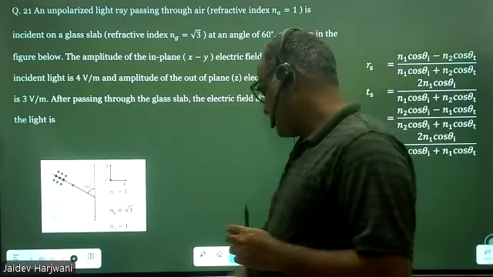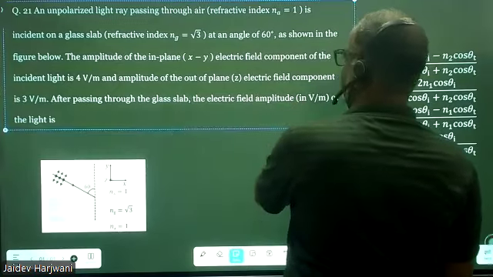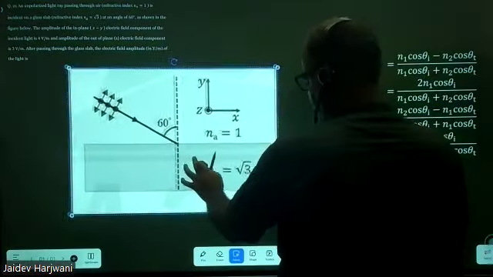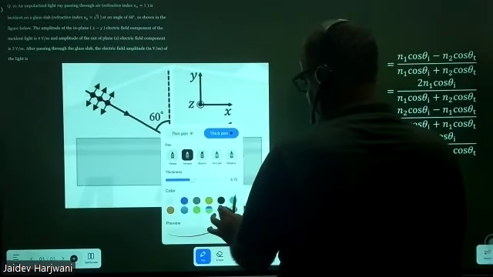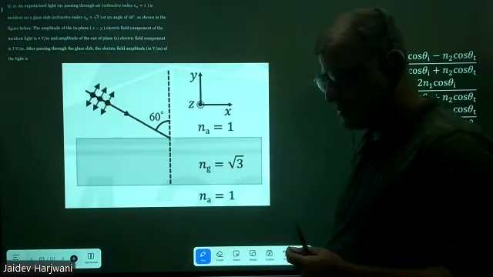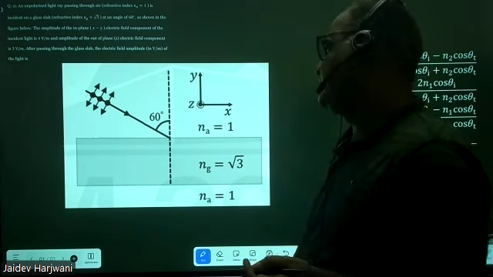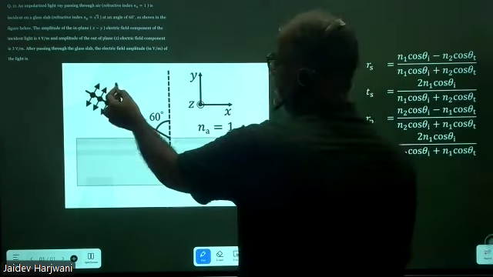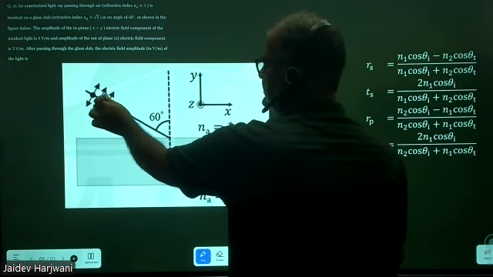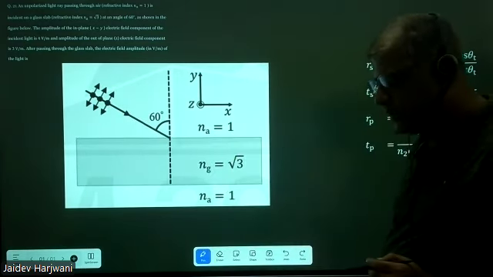So when light passes through the glass slab, we need to calculate the electric field. You see this figure. What are they saying? They're saying that you have light falling. So this is the unpolarized light. Unpolarized light has two components. One is called the S polarized component, the other is called the P polarized component. In the P polarized component, the electric fields are parallel to the plane, while S polarized components are perpendicular to the plane.